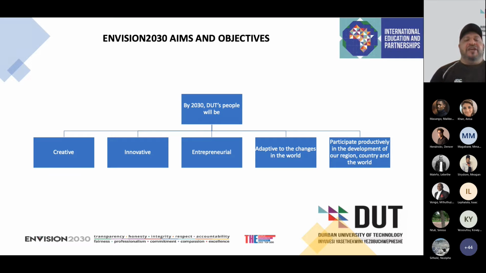So the Envision 2030, and you can see how COIL fits into it. By 2030, DUT's people will be creative, innovative, entrepreneurial, adaptive to changes in the world, and participate productively in the development of our region, country, and the world. And for us, the only way we are able to achieve this is allowing the international dimension to touch all our students and staff. We cannot achieve this if a few of our staff members actually go to international conferences and have exchange programs with a few universities, or a few of our students do this.